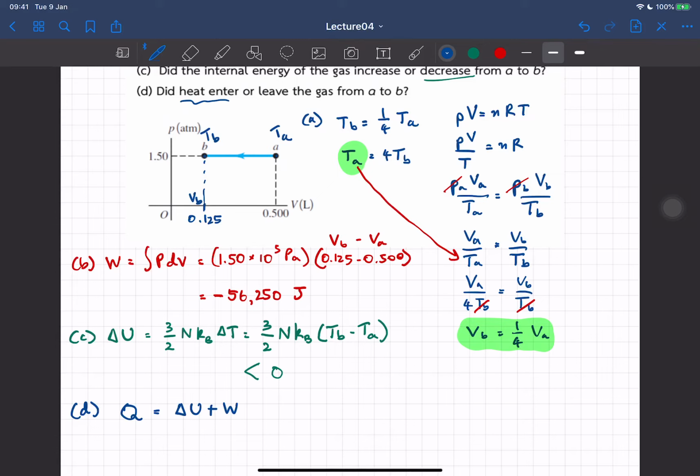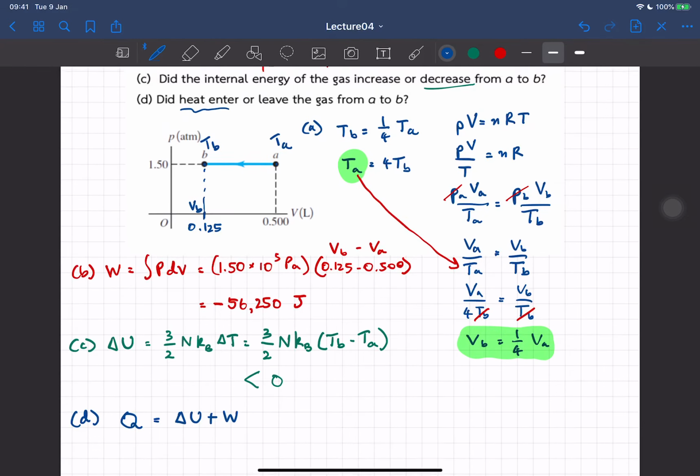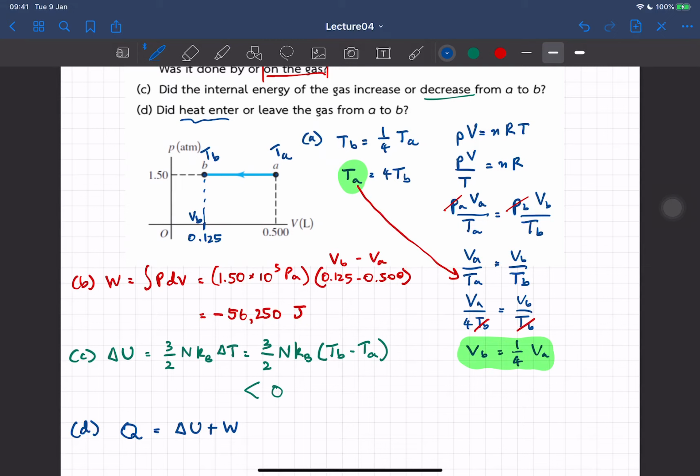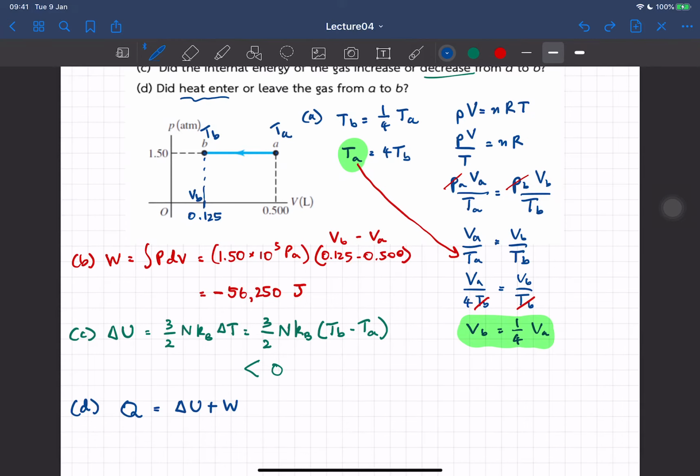We don't need to use an exact numerical value for delta U. It's not asked here, but you can calculate that if you want. But here you just look at the sign of each variable. So W is negative. Delta U is also negative. When you add two negative numbers together, there's no way you can get positive. So in this case, Q also is less than 0.